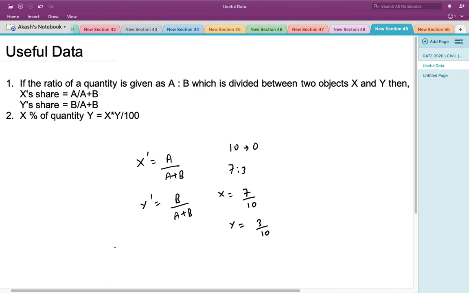Now, if I have to calculate X percent of any quantity Y, then that would simply be given by X upon 100 times Y. So if I have to calculate 25% of 50, it would simply be 25 by 100 into 50, which would be equal to 12.5. Now, let's try to solve this question.